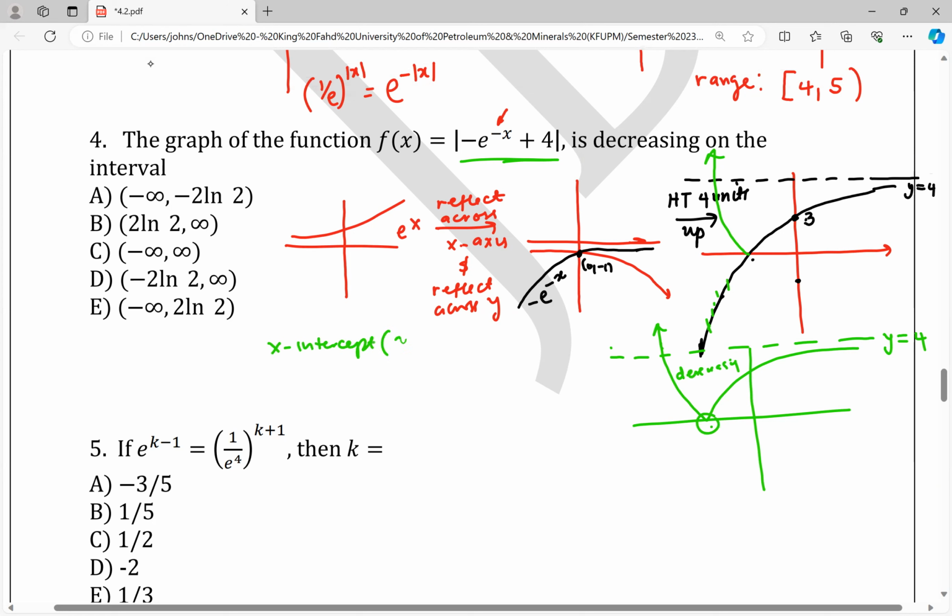And how do you find the x-intercept? You put y equals 0. So if you put y equals 0, what do we get? We get 0 equals the absolute value of minus e to the minus x plus 4. If you have an absolute value to be 0, it simply means what is inside the absolute value has to be 0. So you have this one.